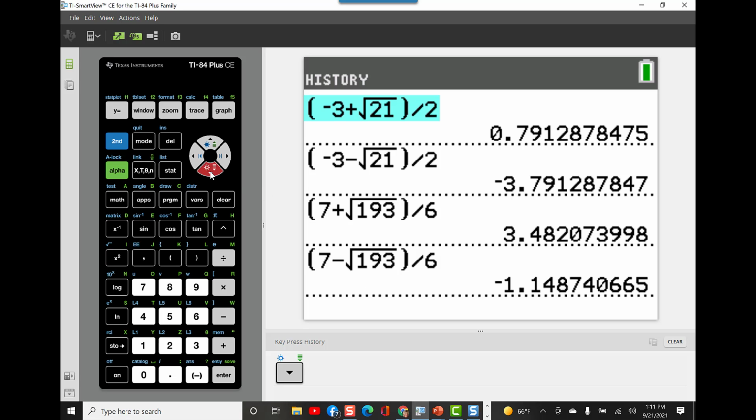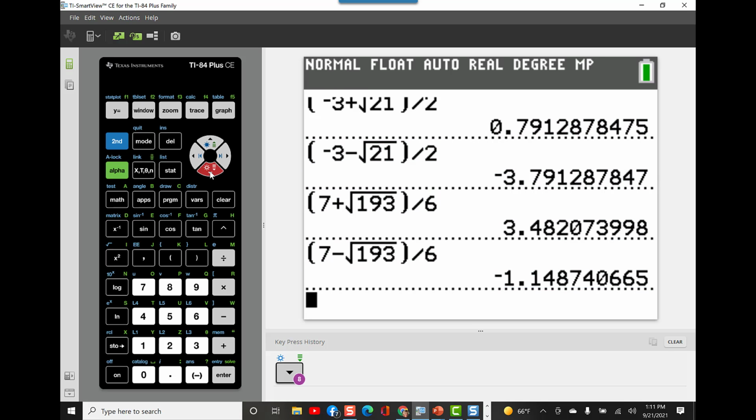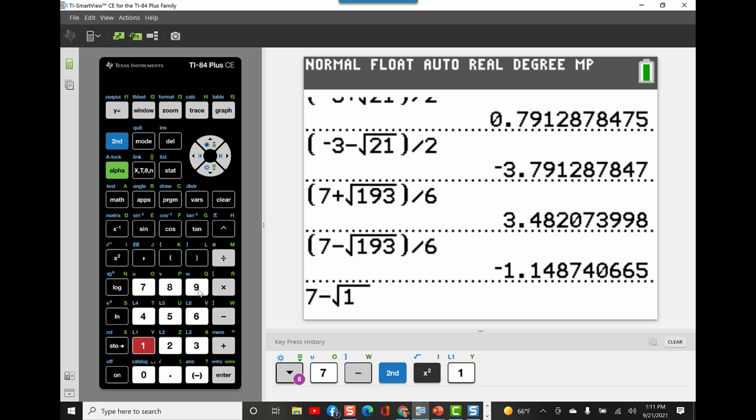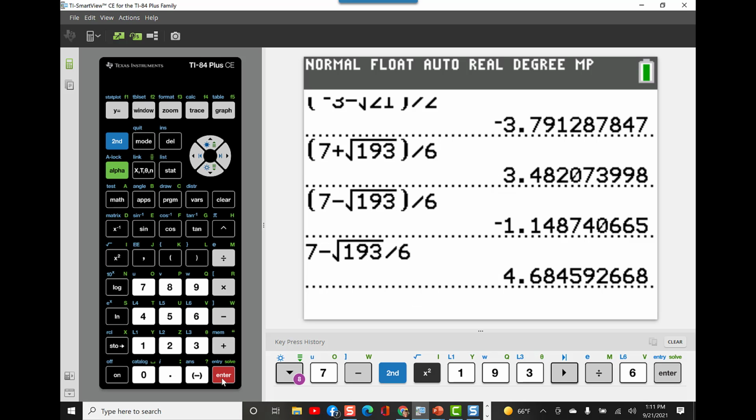Let me show you what happens when you have an order of operations error. We'll just do the last one. So if I just put in 7 minus the square root of 193, and then when you do this, you do have to come out from under that radical so it doesn't do anything weird. Then I did divide by 6. Watch the answer. Completely different, okay?